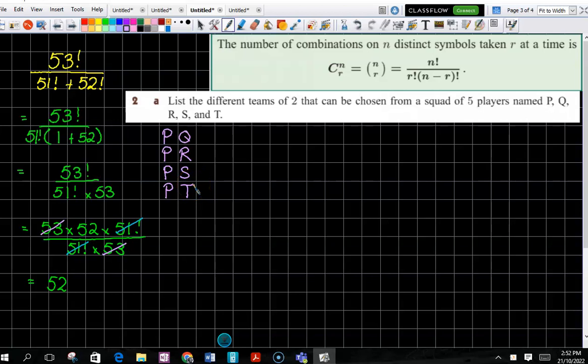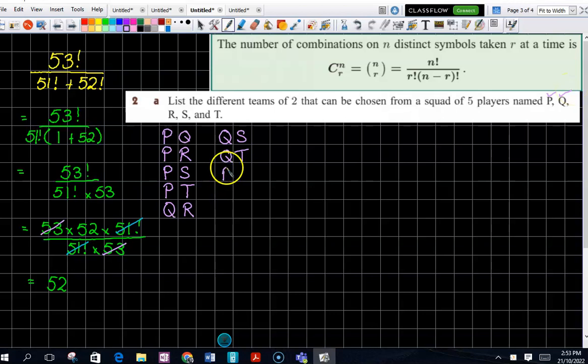Then I go to the next one. So now I've done P. Now I go Q. Now, with combinations, right, we're choosing this. QP is the same. We view it as the same as PQ. So that's already done. So now I go QR, QS, QT.